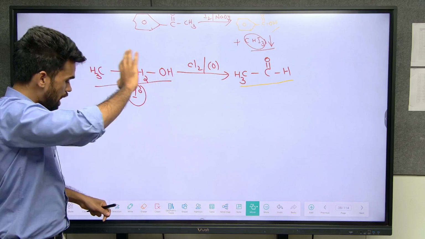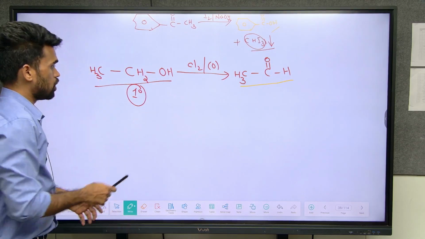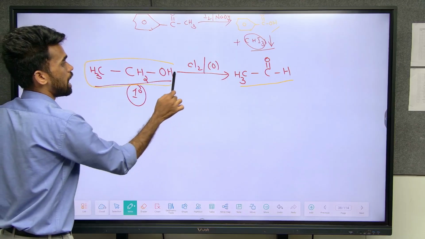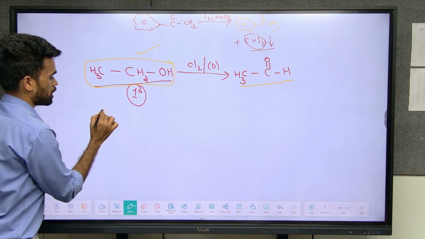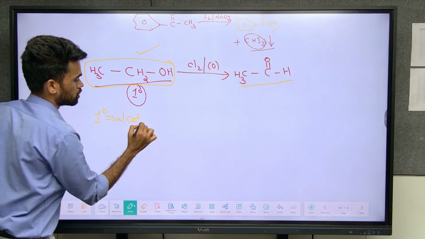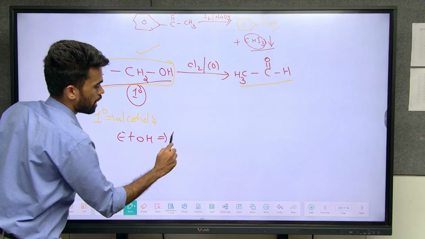Out of all primary alcohols, what I am saying, out of all primary alcohols, only ethanol will show the haloform test. Which alcohol will show? Ethanol. Out of all primary alcohols, ethanol will show the haloform test.